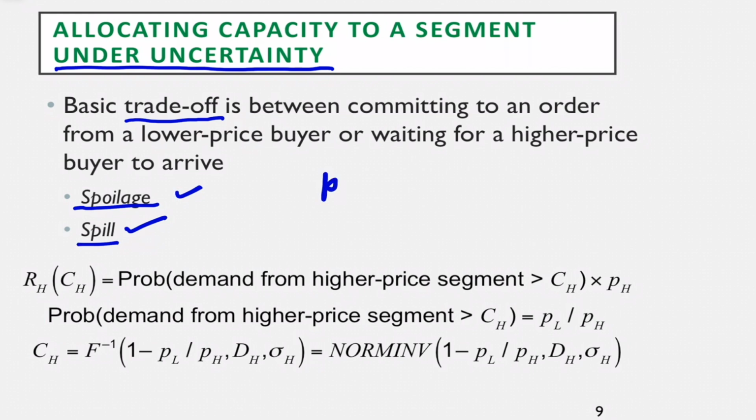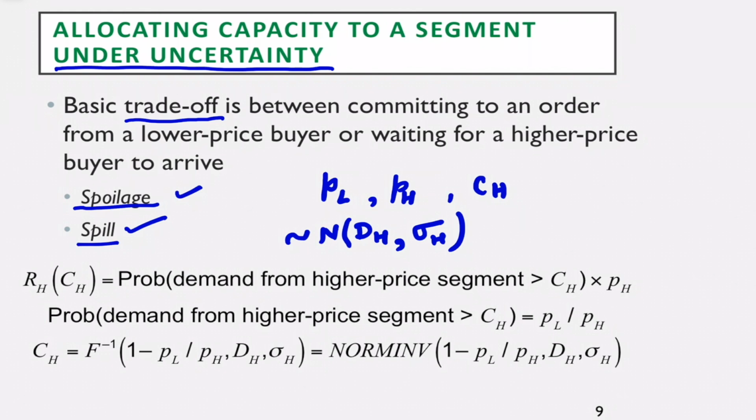So suppose we have PL, which is the price charged to the lower price segment, so L for lower, and we also have PH, which is the price charged to the higher price segment. And we also assume that the demand for the higher price segment is normally distributed, with mean demand being DH and standard deviation sigma of H.